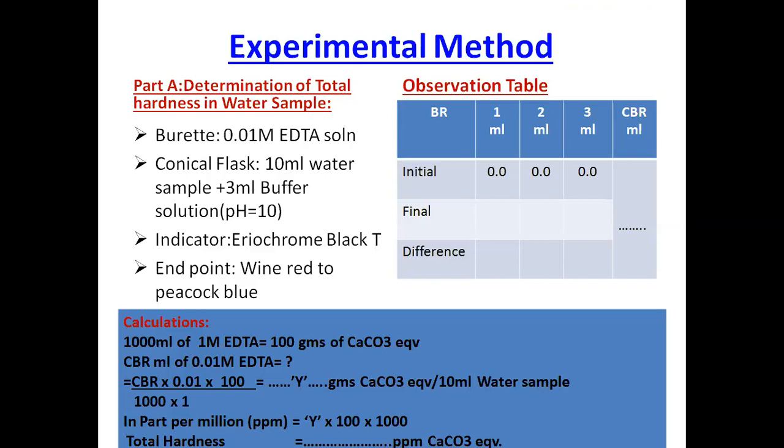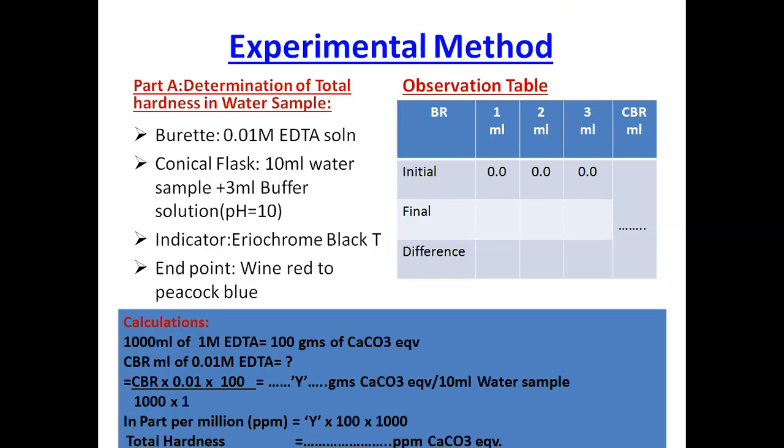Now, initially, after the addition of Eriochrome Black T indicator, the color change will be from colorless to wine red. When you are titrating this wine red solution, that is the water sample, with EDTA, your final endpoint will be wine red to blue. Blue is the original color of the Eriochrome Black T indicator. So we are actually obtaining the indicator as it is in the form of EBT.